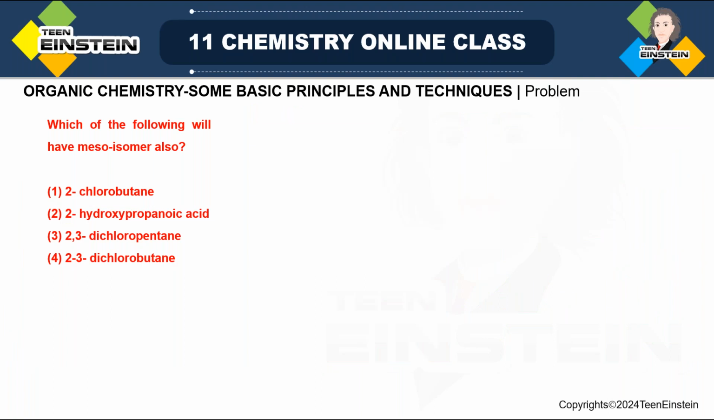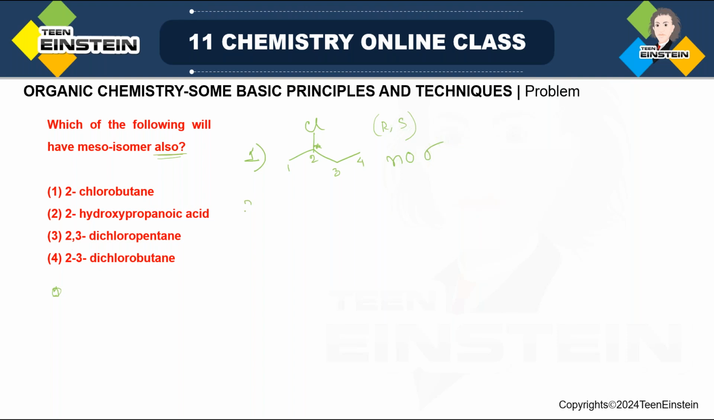We have a question here. We have to answer which of the following will have a meso isomer also. We will draw all the molecules one by one. Number one molecule is 2-chlorobutane. So this is butane, and at the 2 position we have chloro. So this is the chiral center. You have only one chiral center, that means you can get R or S. But in this molecule there is no sigma plane. That means meso isomerism is not possible here.